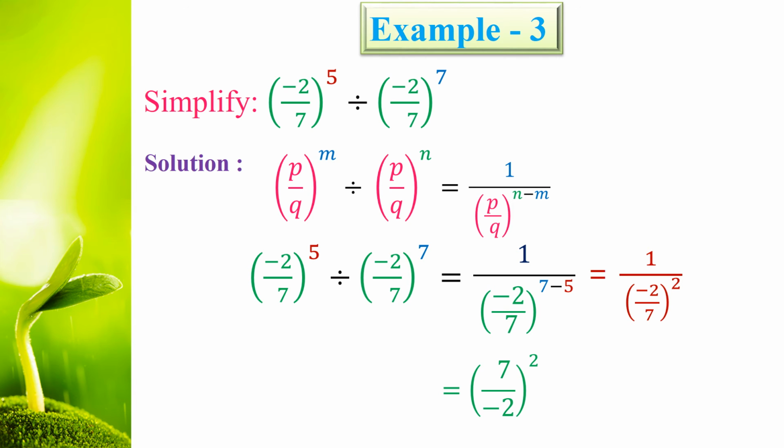Minus 2 by 7 to the power 2 changes into 7 by minus 2 to the power 2. Here the power is even, so the answer should be positive. 7 square means 49, by minus 2 square means 4. So the answer is 49 by 4.